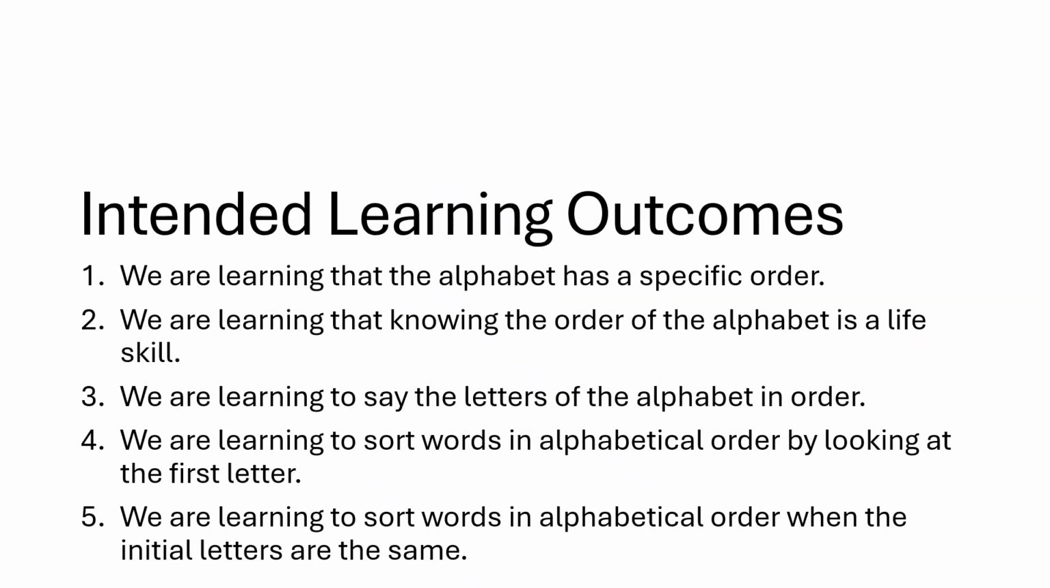There are 5 intended learning outcomes to achieve by the end of the lesson. 1. We are learning that the alphabet has a specific order. 2. We are learning that knowing the order of the alphabet is a life skill. 3. We are learning to say the letters of the alphabet in order. 4. We are learning to sort words in alphabetical order by looking at the first letter. 5. We are learning to sort words in alphabetical order when the initial letters are the same.